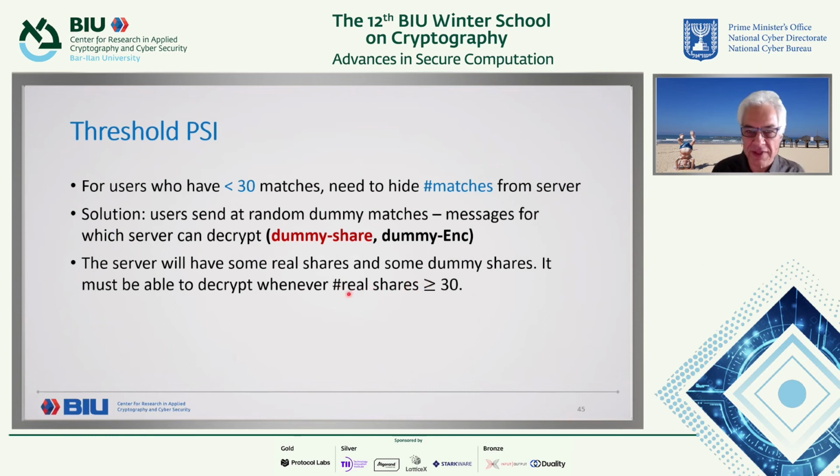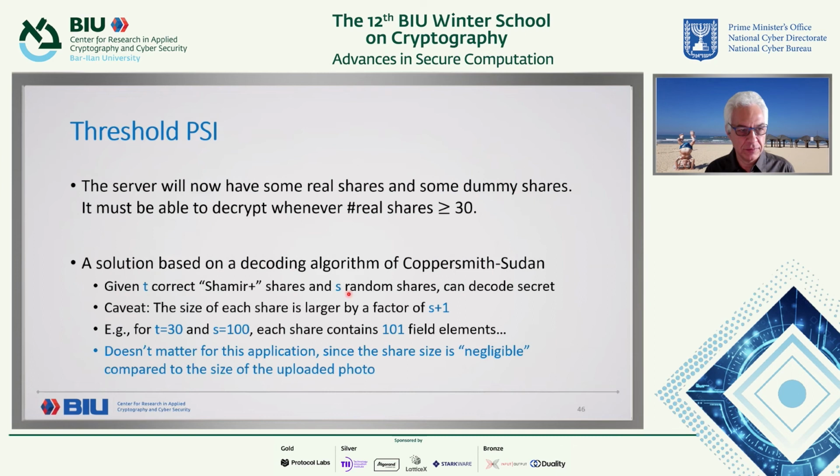So basically what we get here is a kind of an error correction problem. And the problem is that the server doesn't know, before it gets 30 real shares, which are the real shares and which are the dummy shares. The solution is based on a decoding algorithm of Guruswami and Sudan. Basically, you have enhanced Shamir shares. If you want to be able to decrypt, given a threshold T, which is 30 correct shares, and S dummy shares, you use this system.